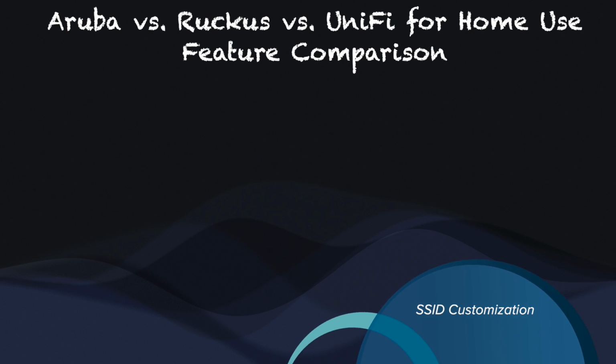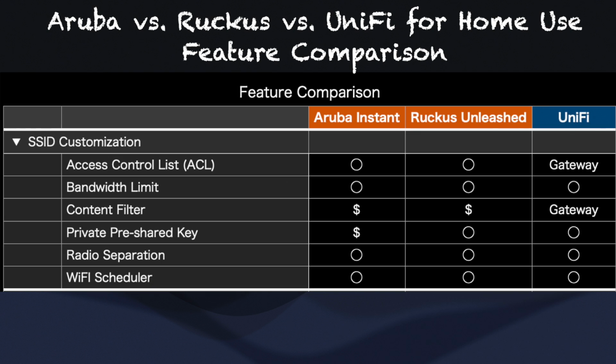For a variety of reasons, we may want to create different types of SSID. Often these separations overlap with VLAN configuration, but sometimes they are unique to Wi-Fi. To help customize each SSID setting, different platforms offer different levels of Wi-Fi network customization. Common features such as bandwidth restriction, Wi-Fi scheduler, and radio band separation are supported by all three platforms.